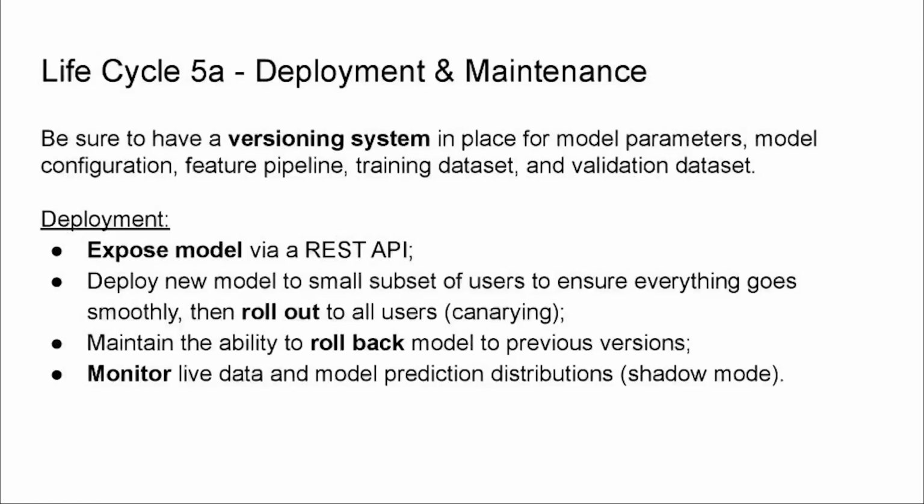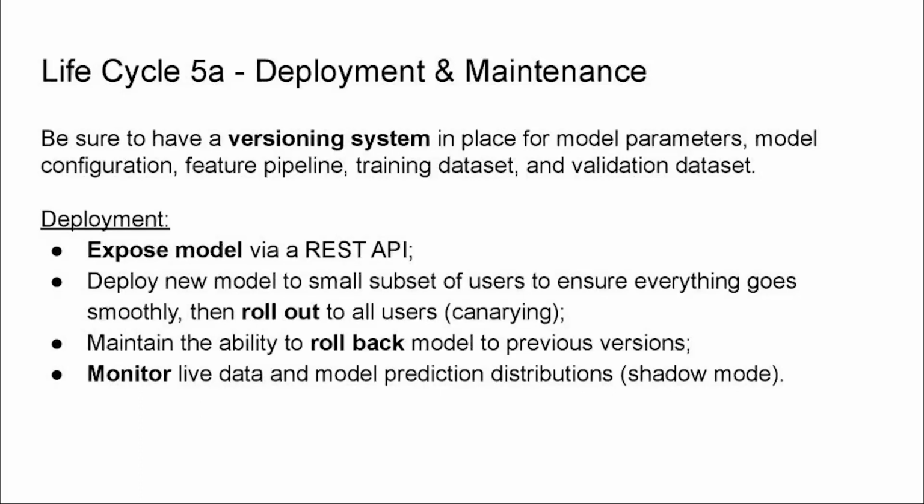When it comes to model deployment, be sure to have a versioning system in place for model parameters, model configuration, feature pipeline, training dataset, and validation dataset. A common way to deploy a model is to package the system into a Docker container and expose a REST API for inference. Two concepts to keep in mind: canarying, which is serving a new model to a small subset of users while still serving the existing model to the remainder. Check to make sure rollout is smooth, then deploy the new model to the rest of the users.